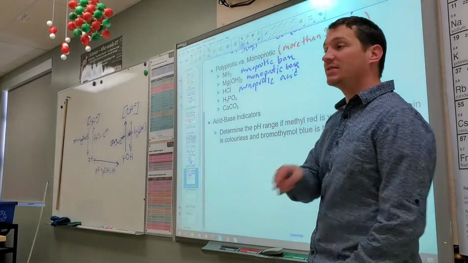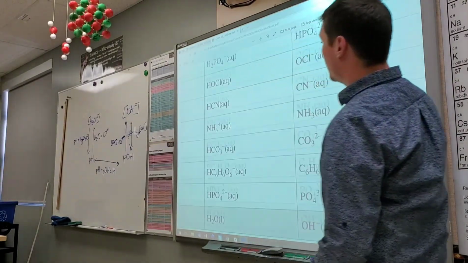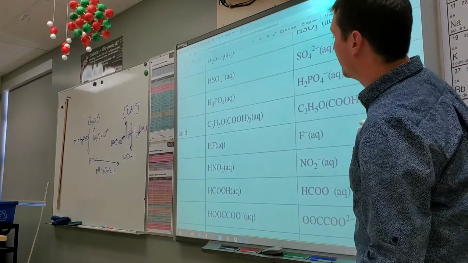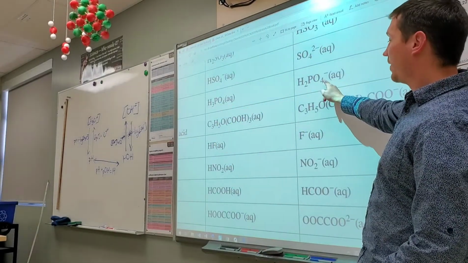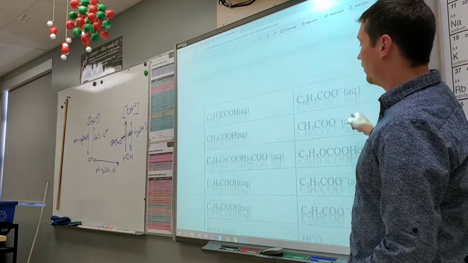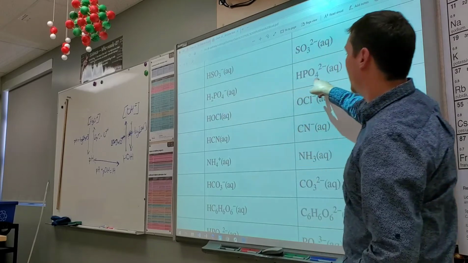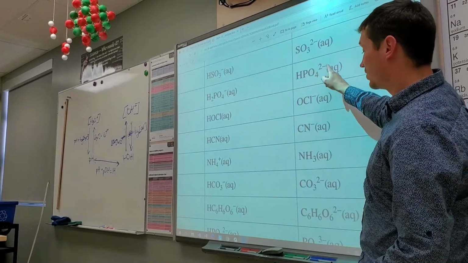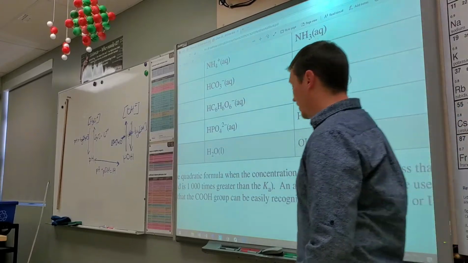H3PO4, can that thing react multiple different times? Yes, it can. Just by way of an example, let's look for H3PO4. It can react one time, and then we look for that thing, H2PO4-. We find H2PO4-. That thing can react again, and then HPO4 2- can also react again, right? So this is polyprotic.